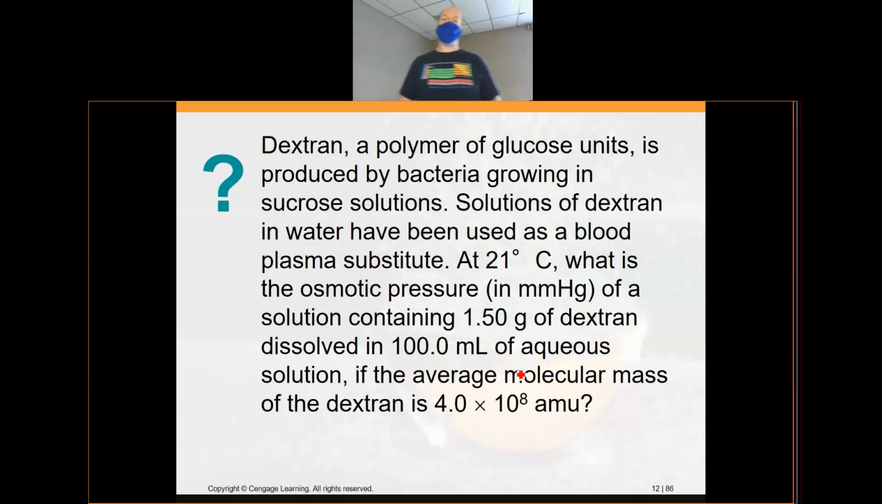All right, so we can calculate an osmotic pressure. Dextran is not on the periodic table. i is 1. It's a polymer of glucose units. We're at 21 degrees Celsius, so add 273, you get 294 Kelvin. What is the osmotic pressure? So we're looking for osmotic pressure.